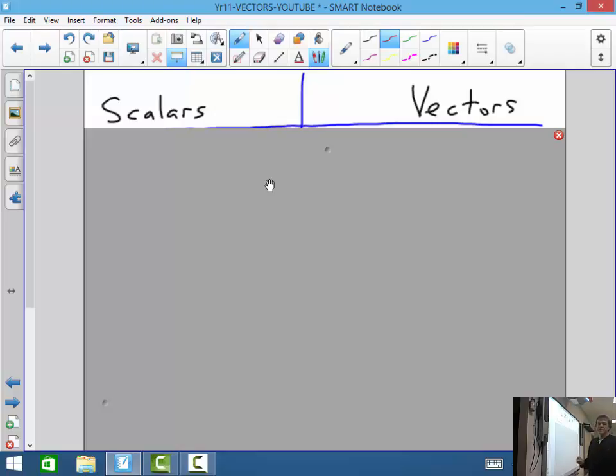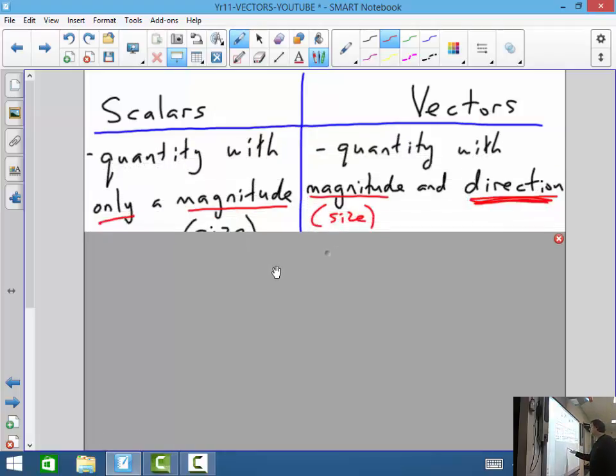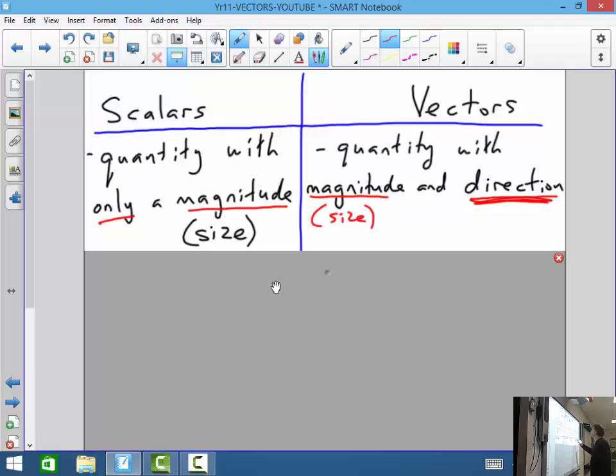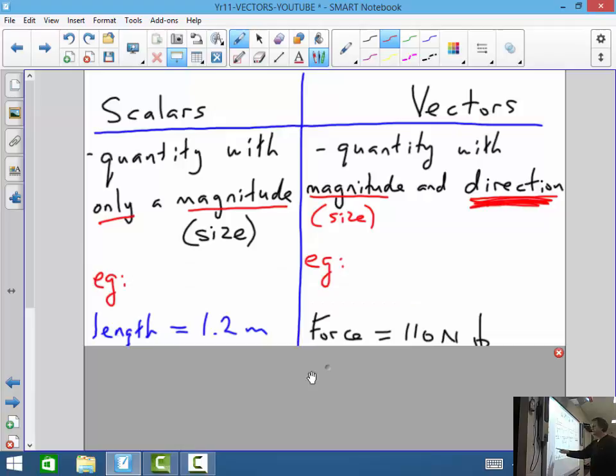Right, in term 1 we looked at scalars and vectors as quantities. A scalar was a quantity that had just a magnitude, or a size, whereas a vector quantity was one with a size and also a direction. So the key thing was you would also have a direction involved with it.